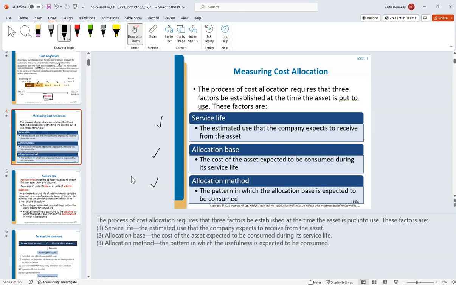So what are these things, right? We have the service life. This is the estimated use that the company expects to receive from the asset. The allocation base, right? This is going to be the cost of the asset expected to be consumed during the life. And then the allocation method, right? The pattern, how we're going to spread it out.